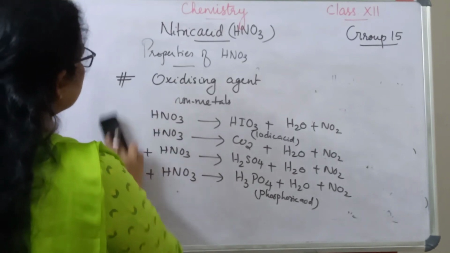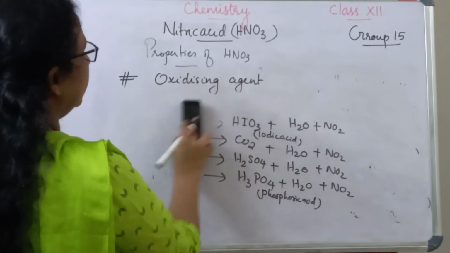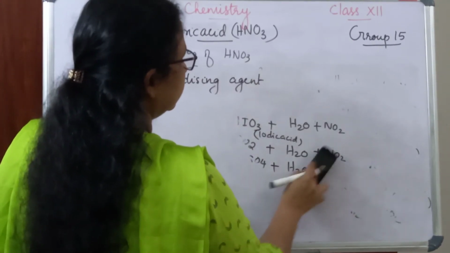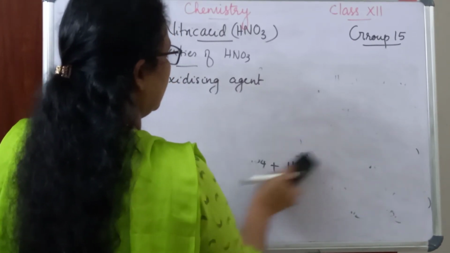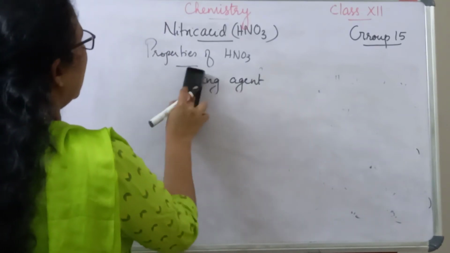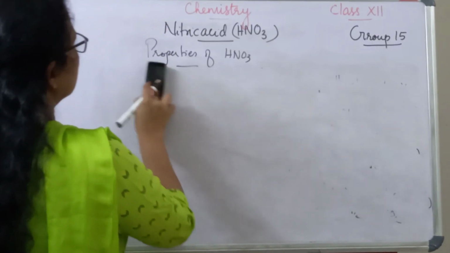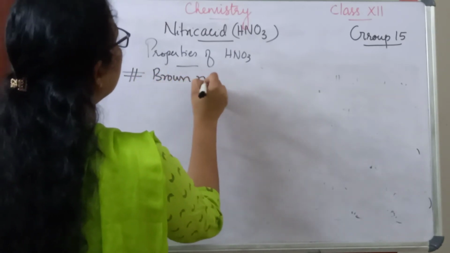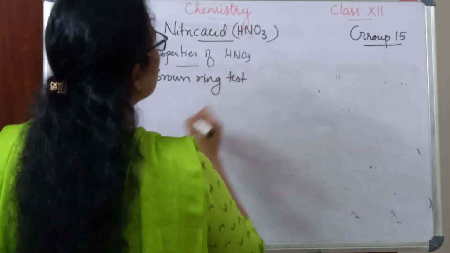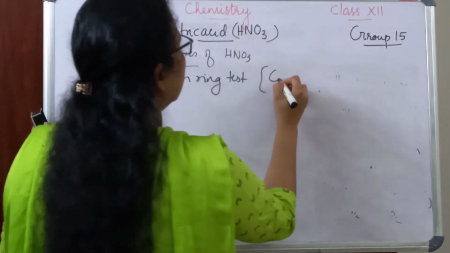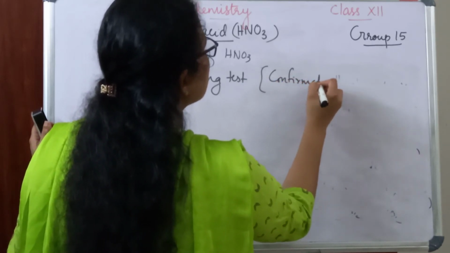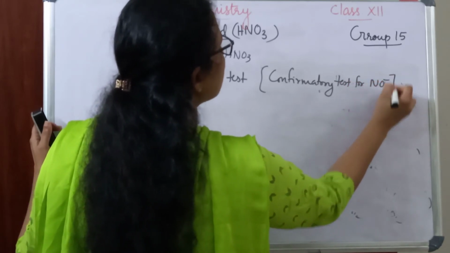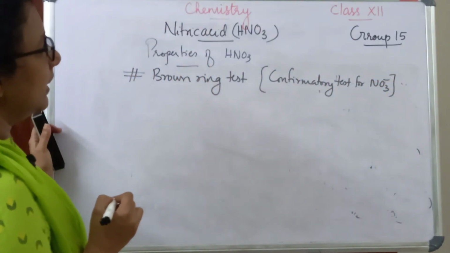Now let us see another property, that is a test for nitrate. That is called the brown ring test. Next is brown ring test. So brown ring test is used in the laboratory as a confirmatory test for nitrate ion.